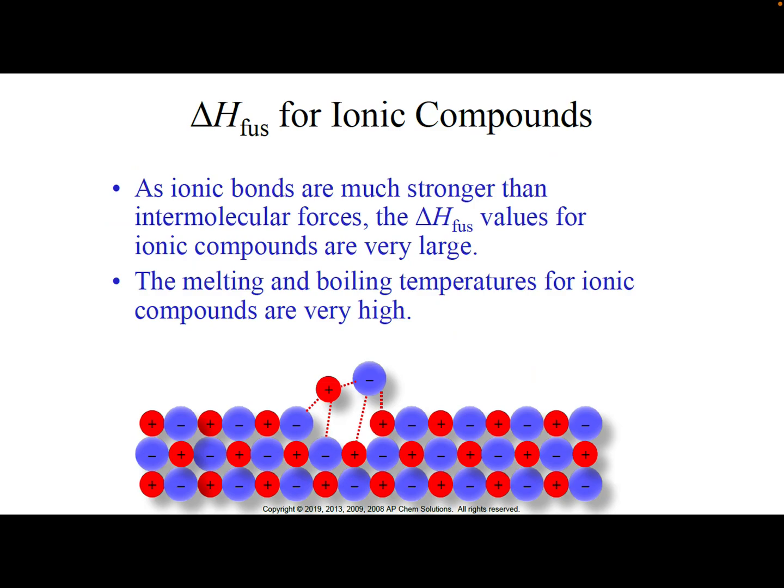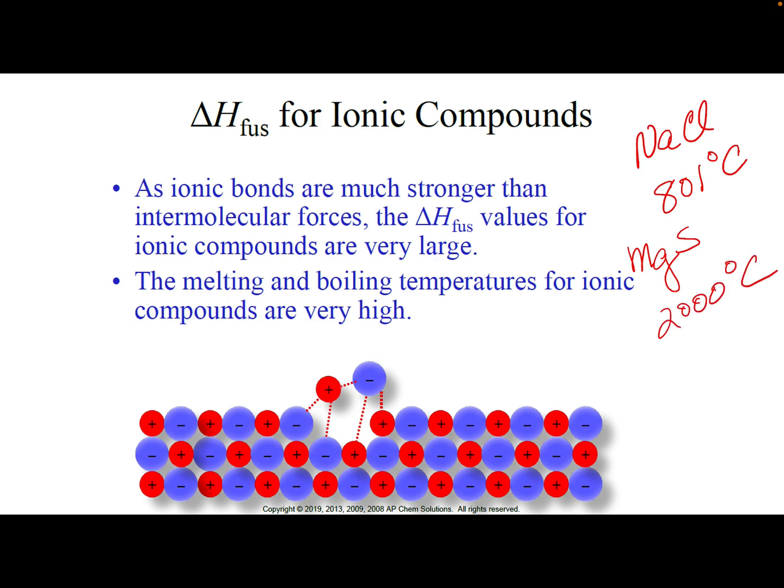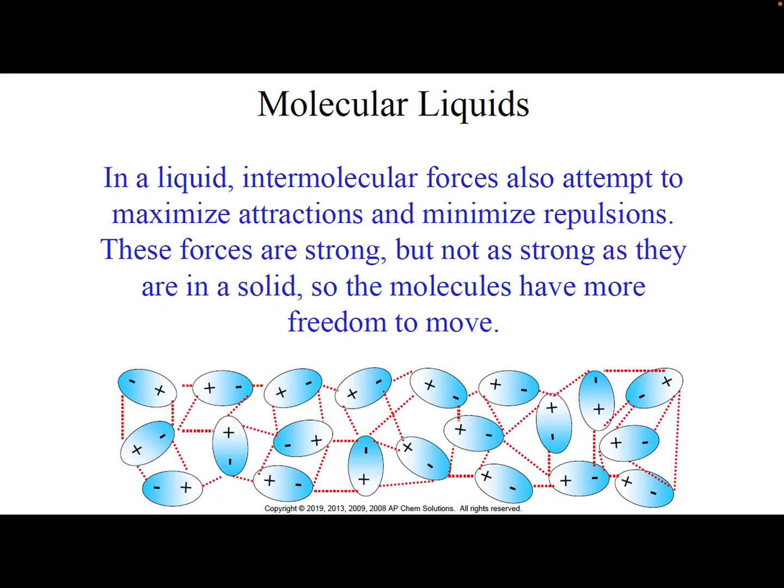Ionic compounds, ionic bonds are much stronger than intermolecular forces, and so the heat of fusion values for ionic compounds are huge. Sodium chloride melts at 801 degrees Celsius. Magnesium sulfide melts at 2000 degrees Celsius. And it's so much larger than a molecular solid because we have to disrupt those ionic bonds rather than the intermolecular forces.